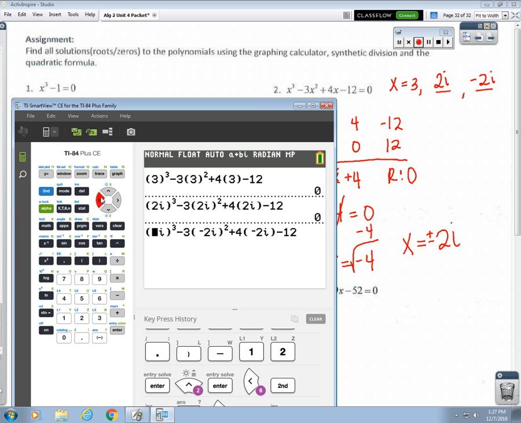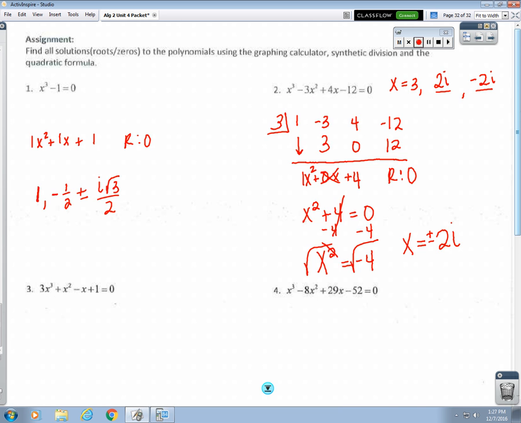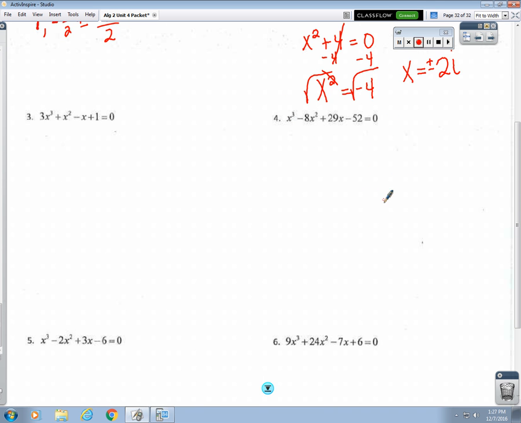So see how now on every x place, I've replaced it with a negative 2i? And now I'm going to confirm that that's also my solution by hitting enter and seeing that it equals 0. Those are the 3 things that when entered into this equation for every x make it equal 0. Anything else would not make it equal 0. Does that make sense to everybody? Okay, let's look at number 3 together, and then once we do that, I'll let you try one by yourself.